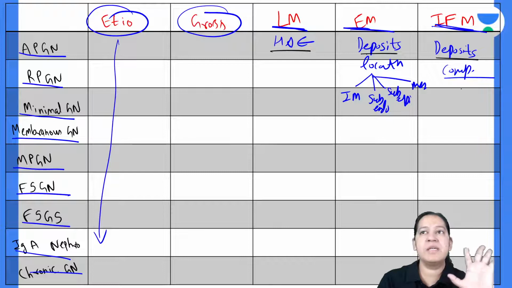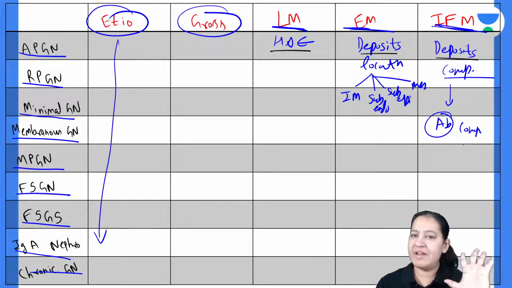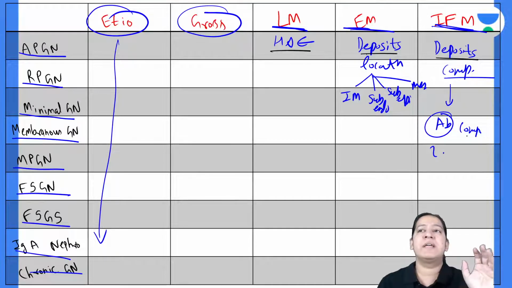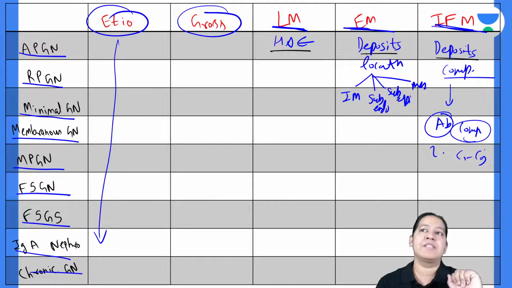Of course the deposit is a complex. So it will have an antigen-antibody complex, and along with it there is a complement. So name the antibody. There are 5 types of antibodies, na? IgG, IgA, IgM, IgD, IgE. So which antibody is present, and name the complement. There are 9 complements, C1 to C9. So which complement is present? So composition is known to us by immunofluorescence. So that is the relevance of 3 types of microscopy.